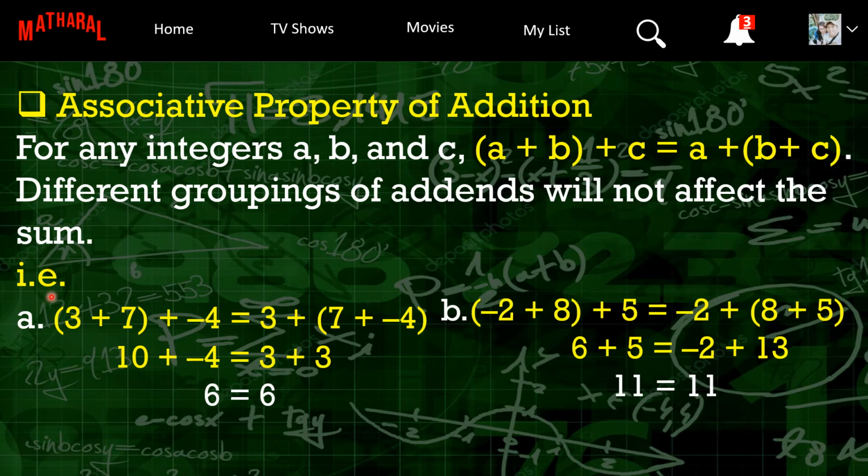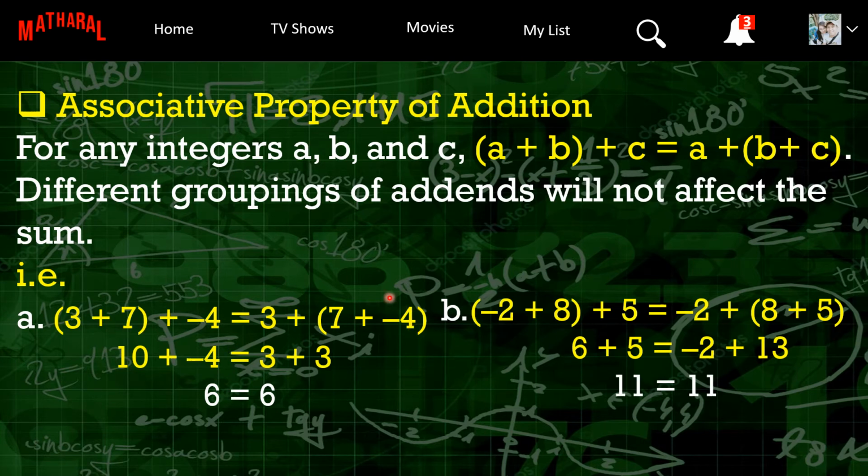So for example, letter A. The group of 3 plus 7, plus negative 4 is equal to 3 plus the group of 7 plus negative 4. So if we're going to work it one by one, we first work on the group. 3 plus 7 is 10. Plus negative 4, just copy. In here, 3 is just copied, and we're going to work with this group.